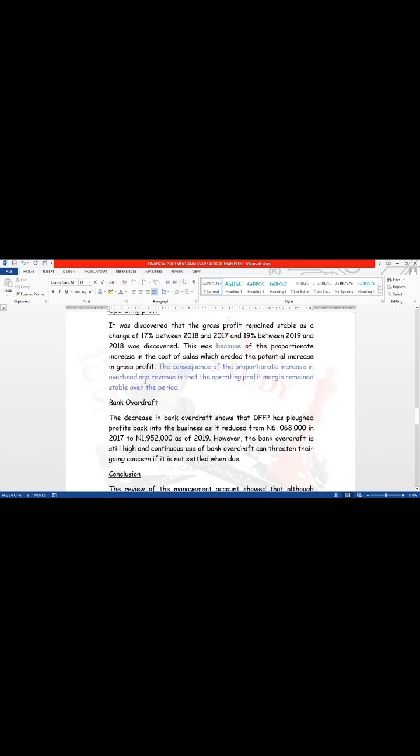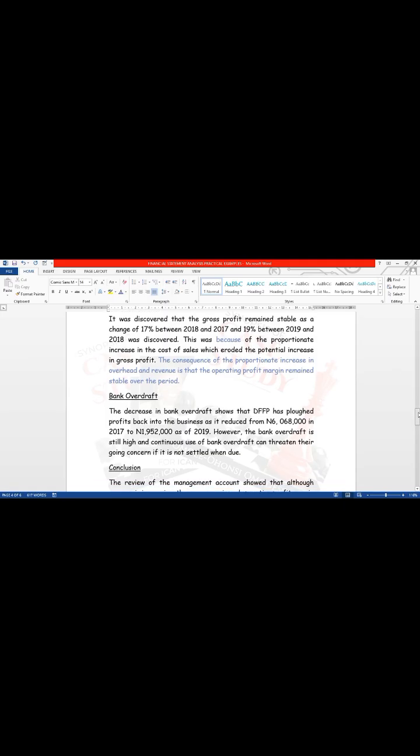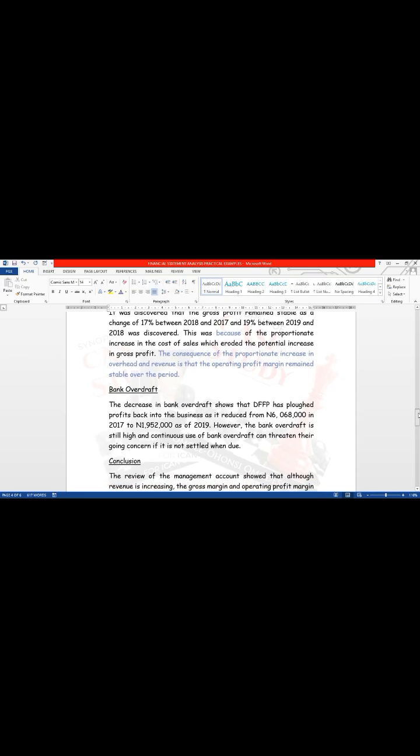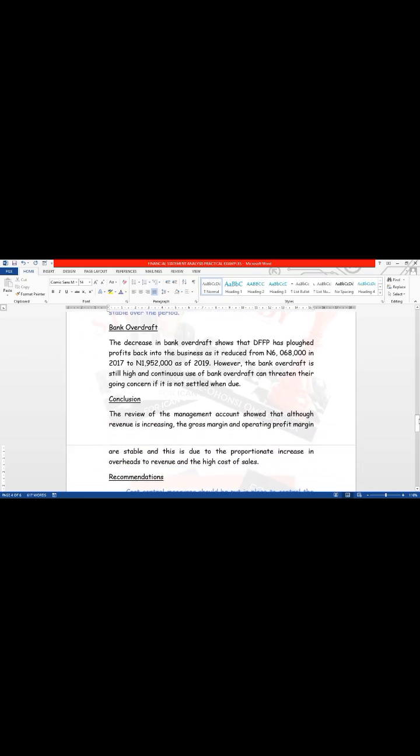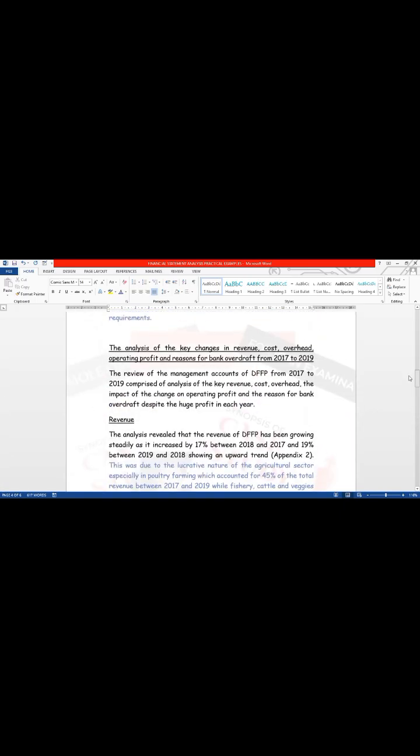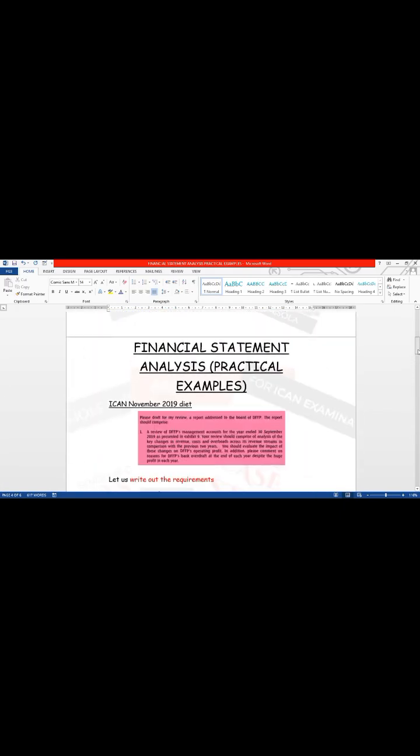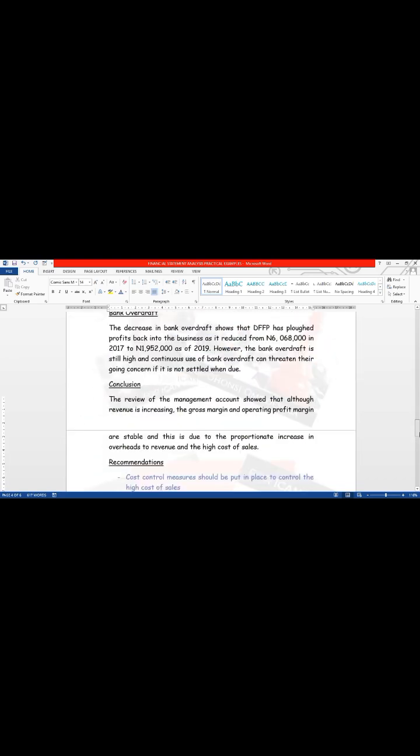And we talked to them, we told them the reason why gross profit remains stable. The reason is that cost of sales is swallowing up the revenue. Do you understand? It's swallowing it up because it's increasing at the same rate. Then bank overdraft too. We told them the reason based on the instruction. Then we concluded and gave recommendations. So it's actually not difficult at all. Do you understand? So I hope you also learn a lot from this video.